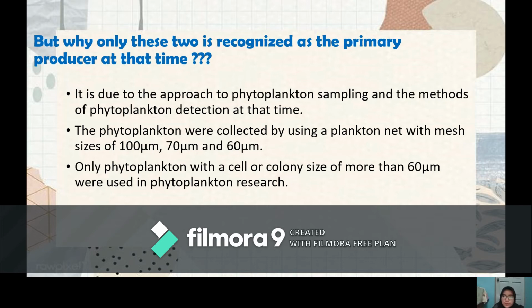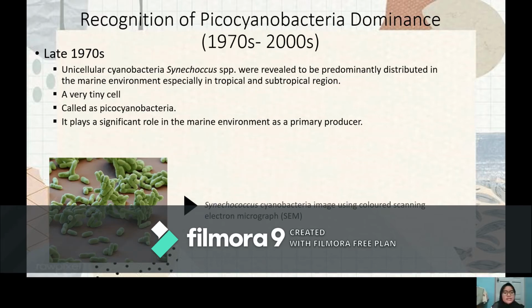technology in the study of phytoplankton, it shows that there are a lot of predominant phototrophs in our marine environment, but in smaller size. In the late 1970s, the unicellular cyanobacteria Synechococcus species were revealed to be predominantly distributed in the marine environment, especially in tropical and subtropical regions. It is a very tiny cell, so it is called a picocyanobacteria. It plays a significant role in the marine environment as a primary producer.